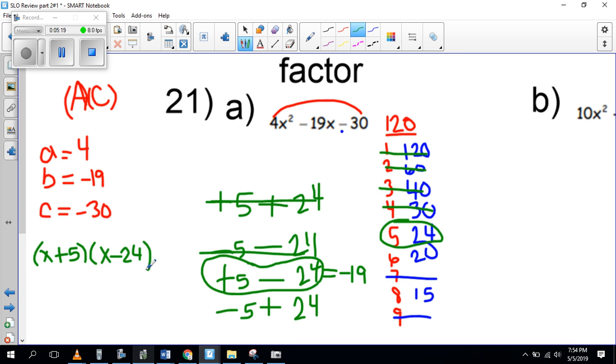We had to already do an extra step by multiplying your a times your c. Now we've got to do a little bit more work. We're going to take our a, which was 4, and we're going to divide both of our numbers here by 4.